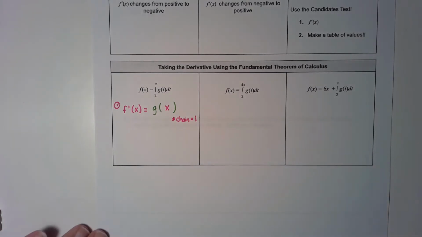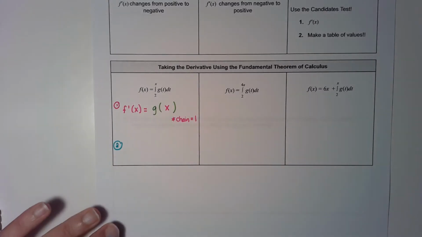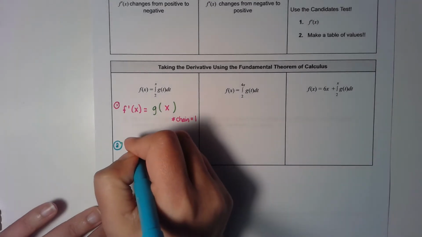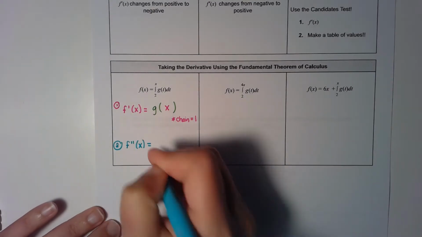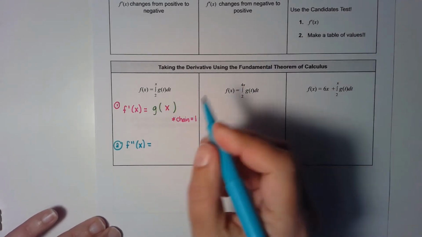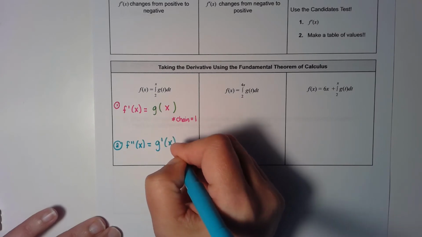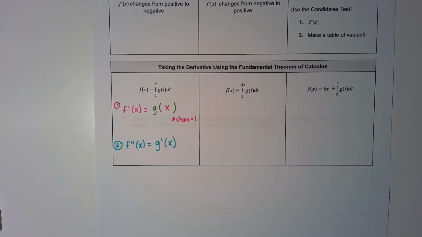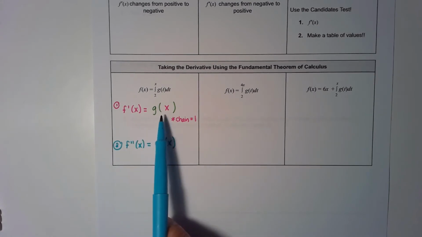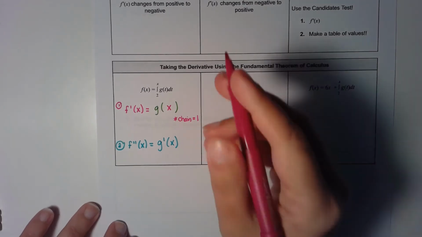Then we are also going to find the second derivative. So the second derivative here means starting from what we just got, take the derivative again. The second derivative of f means I have to take the derivative of g of x, and the derivative of g of x would just be g prime of x, and that's my answer. So now I know that the first derivative of f is just g, and the second derivative of f is g prime.